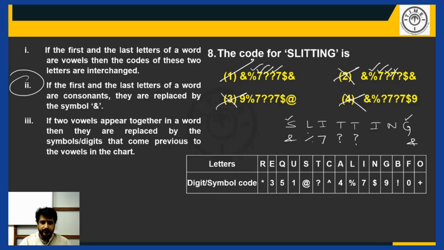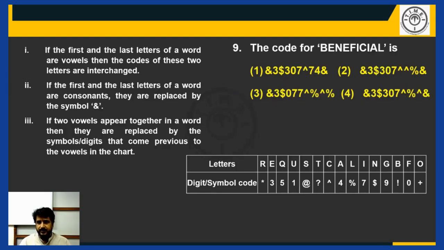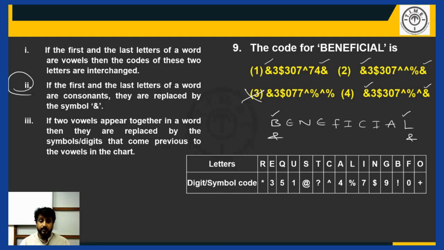Okay, now move to the next question. The code for BENEFICIAL. Now first is a consonant, last is a consonant. Again the second rule: if the first and last letters of a word are consonants, they are replaced by the symbol and %. So symbol and % and %. How many options are starting and ending with the symbol and %? First option, second option, third option is ruled out, fourth option. Okay, we have 3 options.